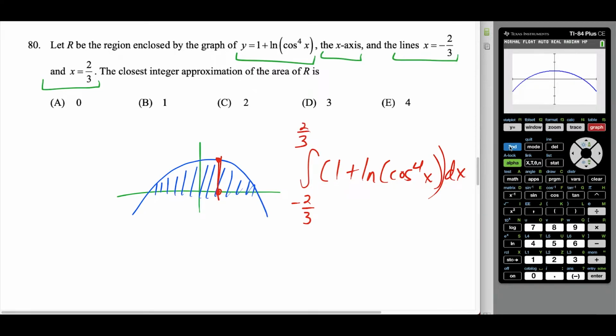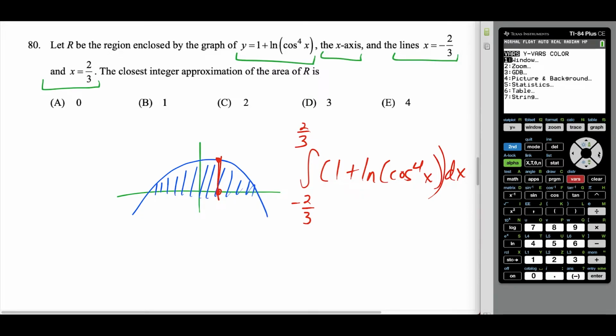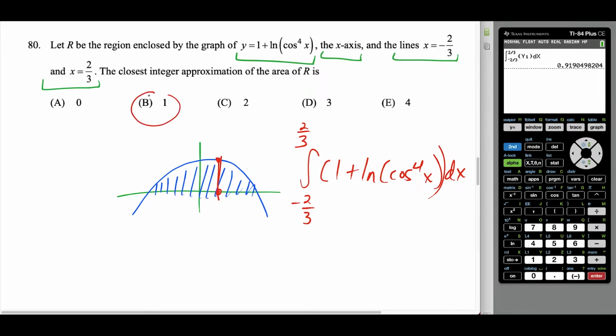So all I have to do is go back to the main screen and press math 9, going from negative 2/3 up to positive 2/3. And here's a nice little trick. You don't have to rewrite this all over again. I already wrote that in y1. So I could press VARS, go to the right, and go to function y1. That way, I don't have to type it all over again. And 0.919 would be the thousandths place approximation of this area, but to the nearest integer, that's an approximation of choice B. So this is closest to an area of 1 square unit.